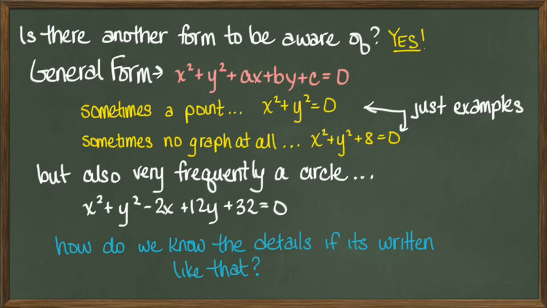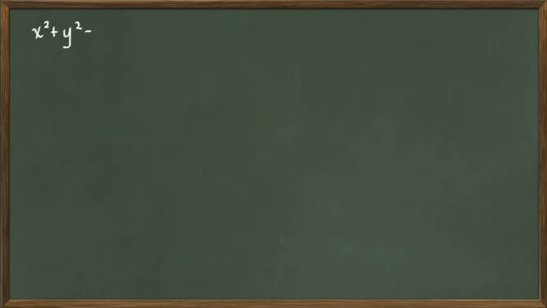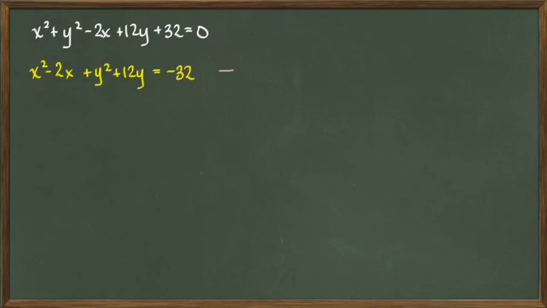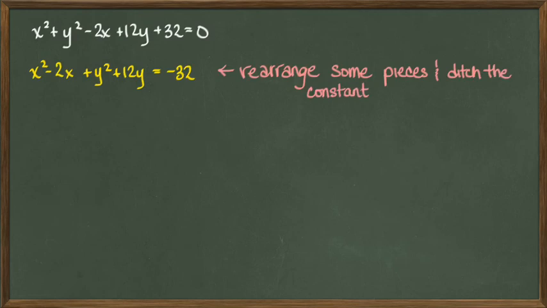How do we know what the actual details about that circle are? So here we go. This is where the manipulations that we've learned are actually useful. So, for starters, we move some pieces around. We want to collect terms that have x, we want to collect terms that have y, and we want to get that constant that will ultimately become the r squared value when we're all done on the other side of the equation. So I'll group x squared minus 2x, I'll group y squared plus 12y, and I'll move negative 32 to the other side. And when I do that, I refer to it as ditching the constant. We ditch the constant just before we complete the square.